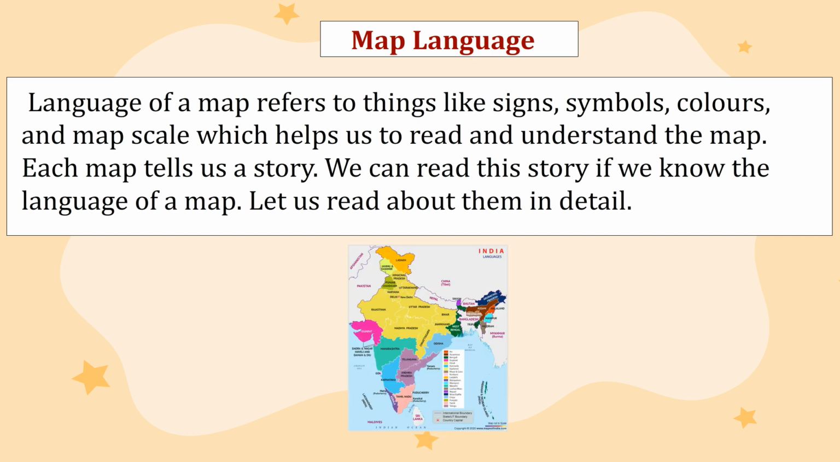Map language. Language of a map refers to things like signs, symbols, colors, and map scale, which help us to read and understand the map. Each map tells us a story. We can read this story if we know the language of a map. Let us read about them in detail.